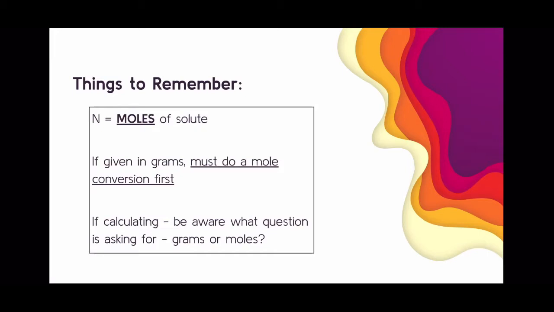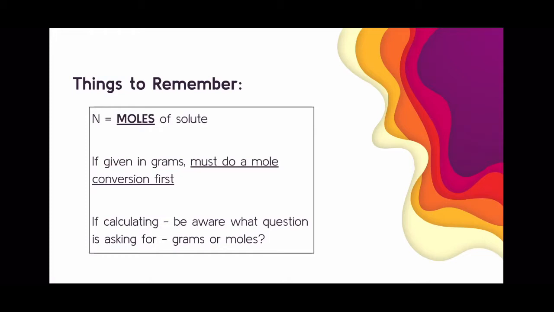So the first thing to remember is that N is equal to moles of solute. If I were to give you the amount of solute in grams, you have to do a mole conversion first, so that you are plugging in the moles of that solute into your equation. You cannot plug grams into the equation. That's a simple mole conversion like we've been doing throughout the year, where you would just use the molar mass to convert grams of a compound or a substance into moles using the periodic table.